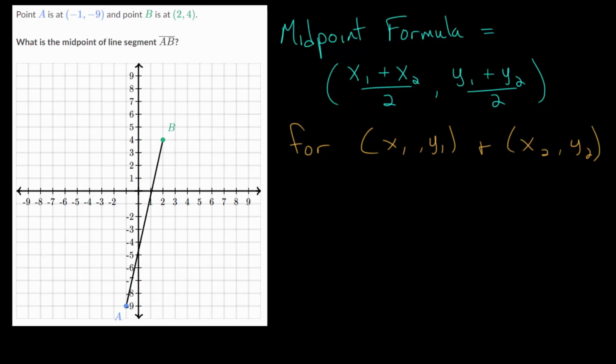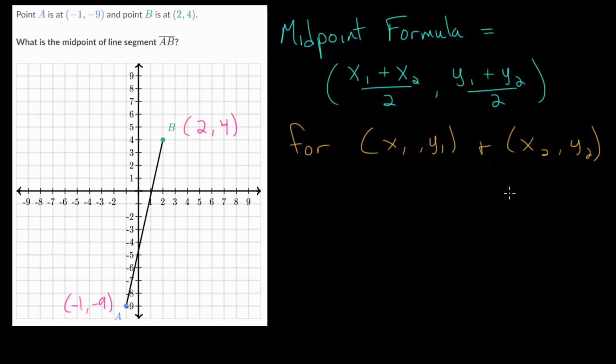So let's look at an example problem where we can apply this midpoint formula to find the middle of two different points, or the midpoint of a specific line segment. So we have points A and B, where A is at the coordinate -1 comma -9, and B is at 2 comma 4. And we want to use this midpoint formula to find the midpoint of this. So it's going to be somewhere in the middle of the line segment, though we need the formula to find out exactly where that is.